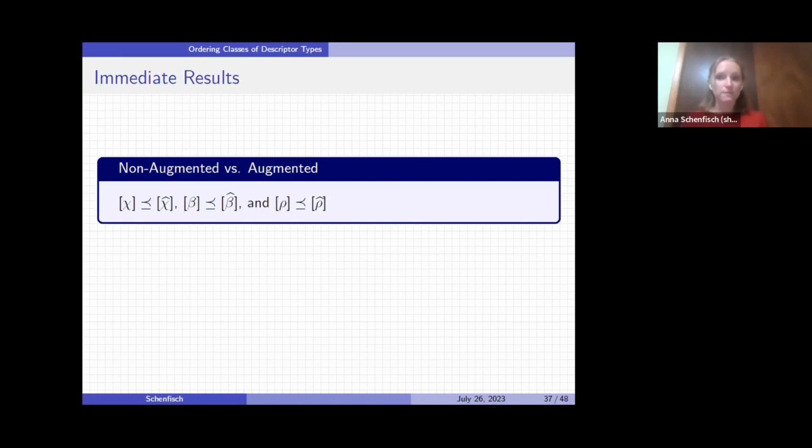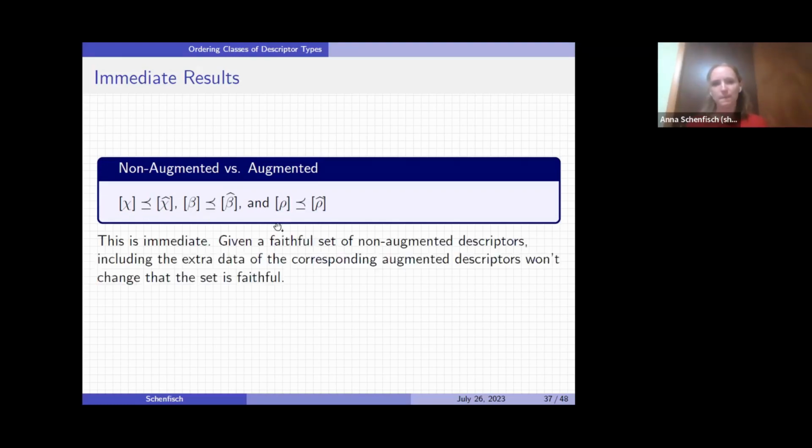So immediately we get a few results just from a reduction type argument, right? We see that if I have a non-augmented descriptor and I compare it to its augmented version, we have this less than or equal to relationship. And this is just kind of immediate, right? If I have a faithful set of non-augmented descriptors and I add on these extra augmented points, I'm not losing any information, right? I'm not becoming less efficient in a sense. So through this reduction argument, we can show that we have these relationships between non-augmented and augmented counterparts.